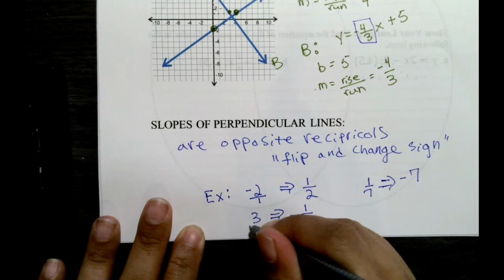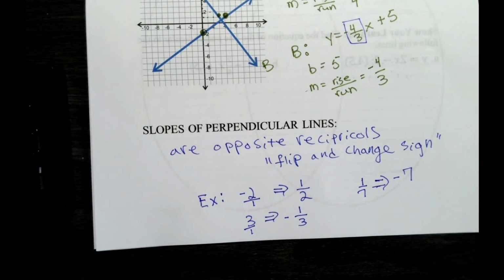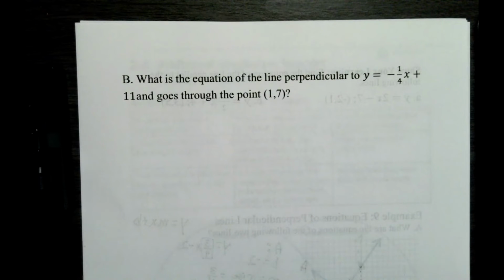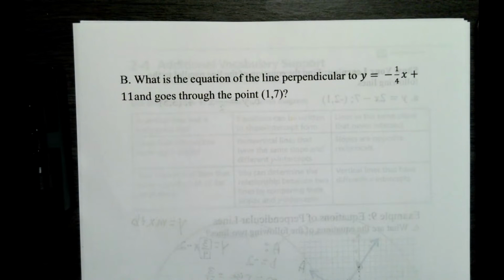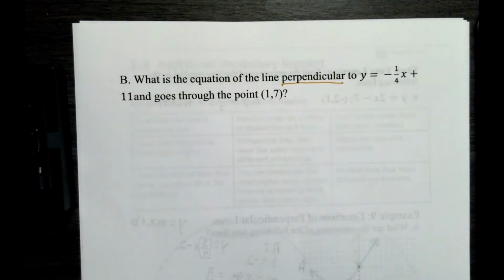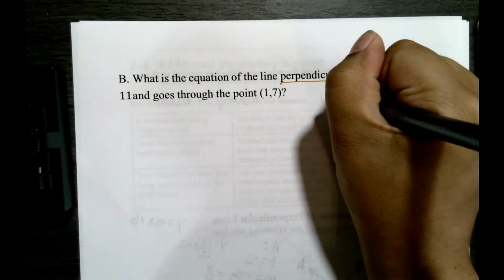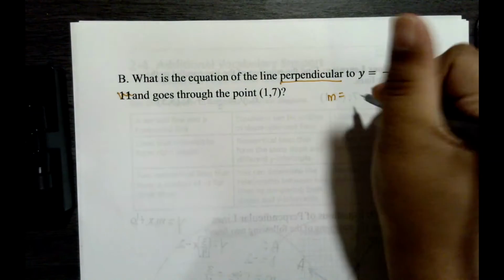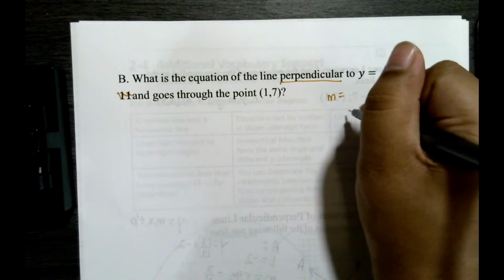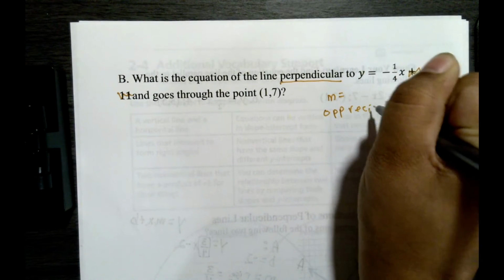On the back here, we have an equation of a line that is perpendicular to y equals -1/4 x plus 11, and it goes through that point. So remember our rules. We want a line that's perpendicular, which means we have opposite reciprocal slope. We don't care about this part. We only care about the slope. So our -1/4, I'm going to put op recip. Our -1 over 4 becomes +4.